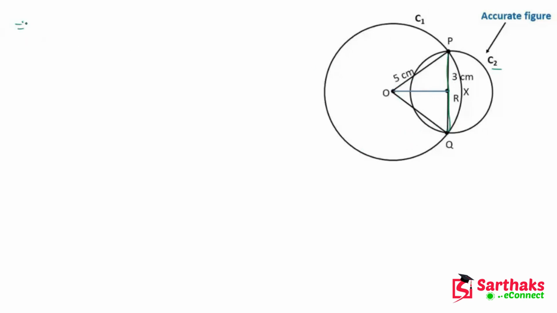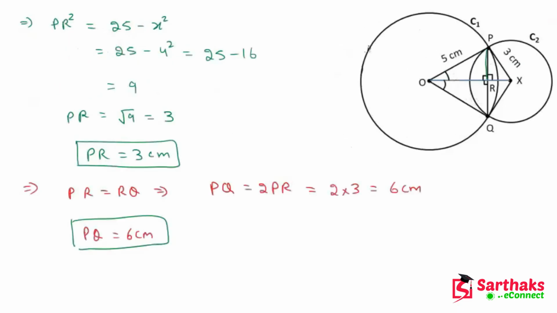Okay, and also we know that OR is equal to x, which is equal to 4 centimeter. And XR, we know this is 4 minus x. It means 4 minus 4, which is equal to 0. Okay, so it means XR is 0. So we can say that this point X coincides with R.